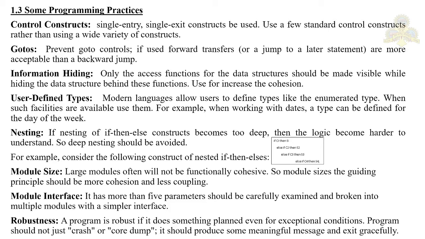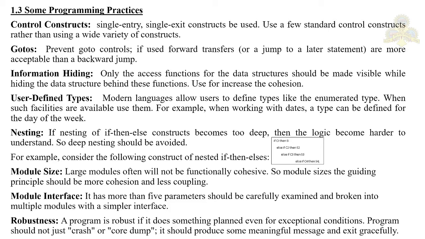Getting it? Right? The next one is information hiding. Information hiding should be supported wherever it is possible. Only the access functions for the data structures should be made visible, and you should hide the data structure behind these functions. Use it to increase the cohesion.